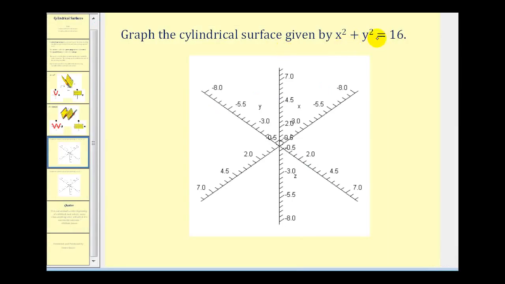Here we want to graph x squared plus y squared equals 16. Because the equation contains x and y, that means the generating curve will be in the xy plane, and since the equation does not contain z, the rulings would be parallel to the z-axis, which means the rulings, or set of parallel lines, will run up and down. Well, if we were to take a look at the graph just in the xy plane, we should be able to recognize this as a circle with the center at the origin and radius of 4.